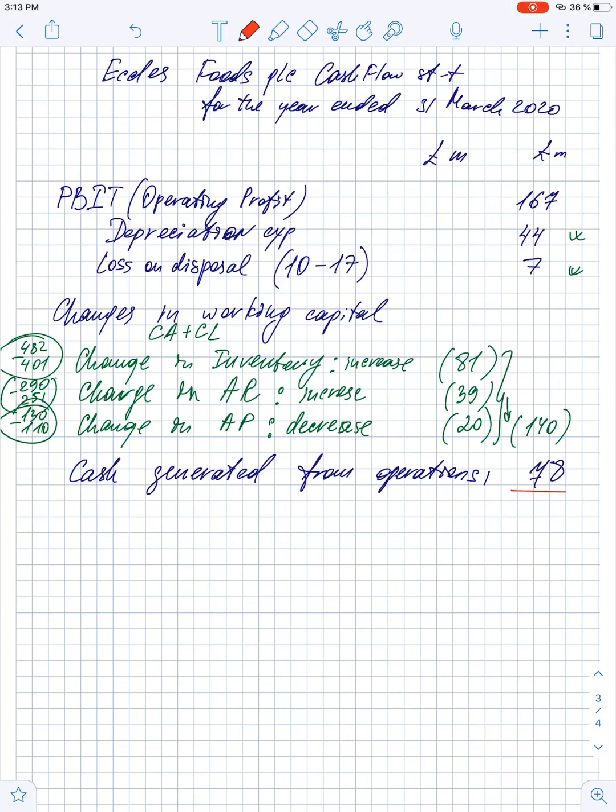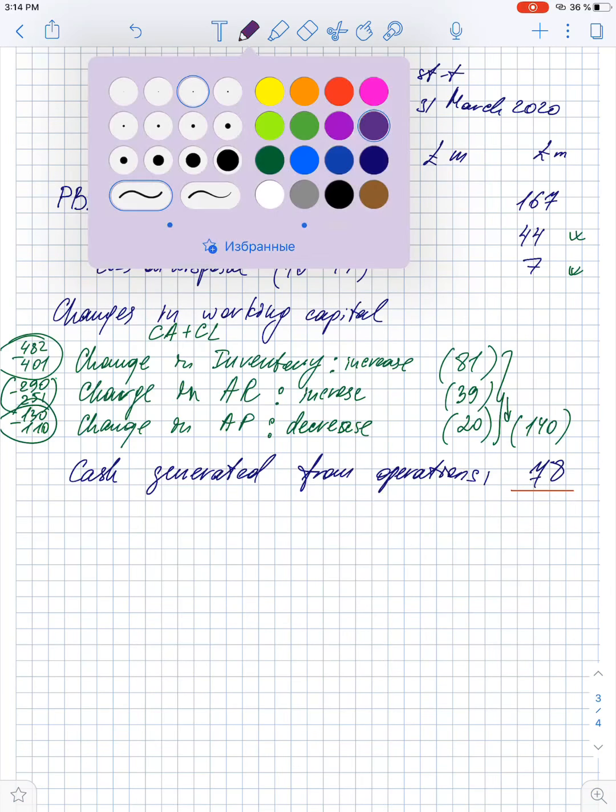I will highlight or underline that first subtotal. So this is the amount of cash generated from our normal operations, routine operations, our main business. But within the cash used in operating activity, we have to include taxation paid and interest paid, because normally tax is something which is closely interconnected with our operating activities. So we have to put that amount here.